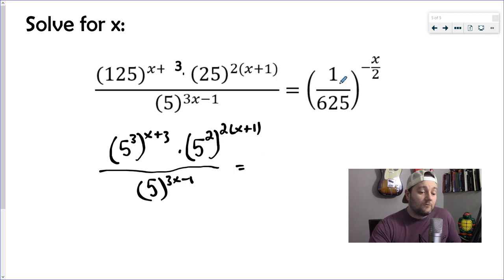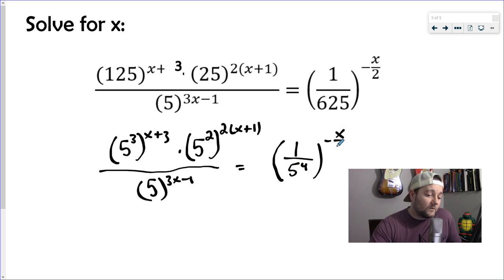So the next thing I'm going to do is I'm looking at this 1 over 625. So I'm going to worry about changing the 625 first. I'm not going to do everything in one step. So 625 is 5 to the 4, all to the negative x over 2.